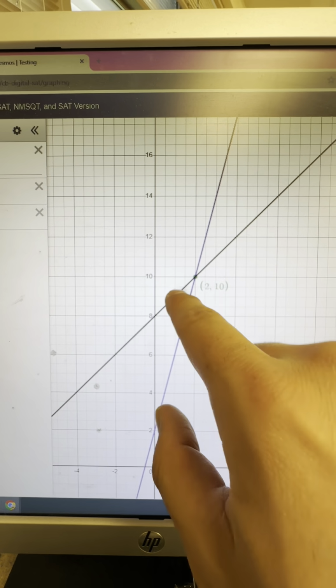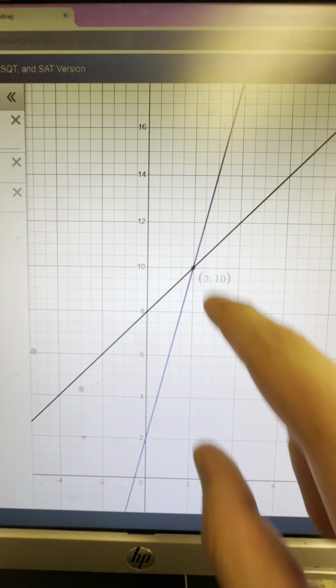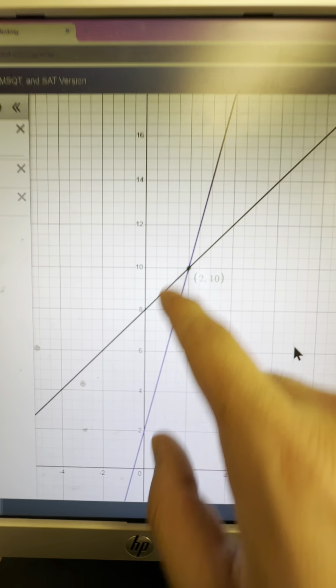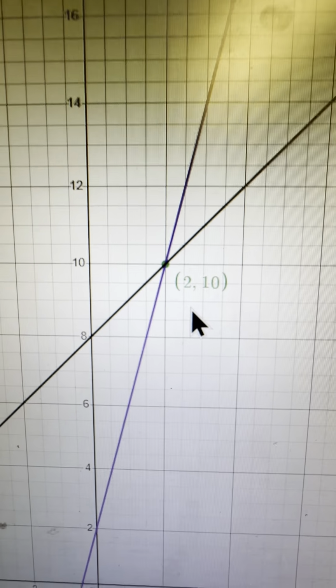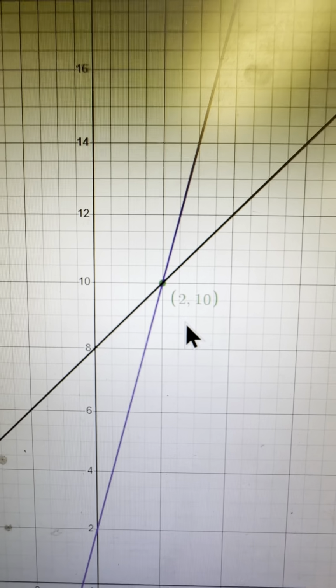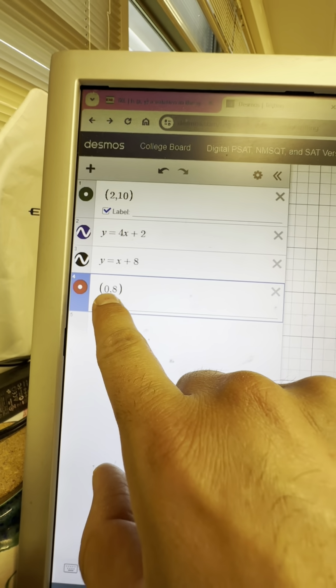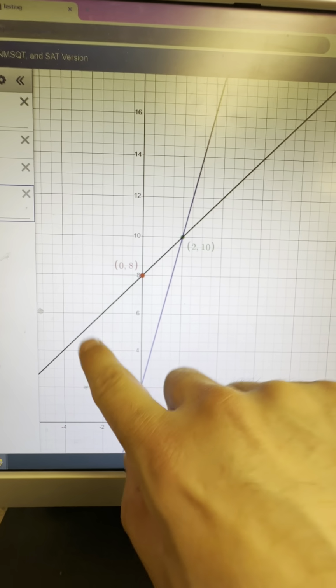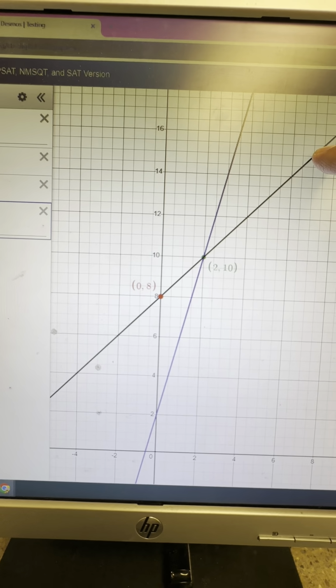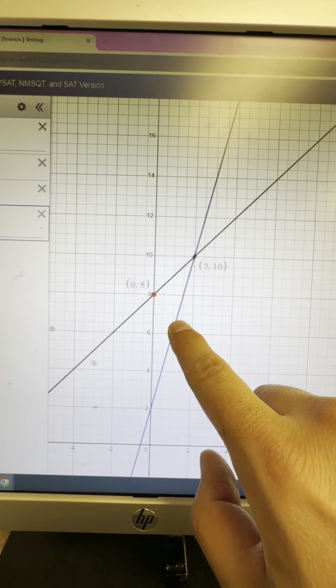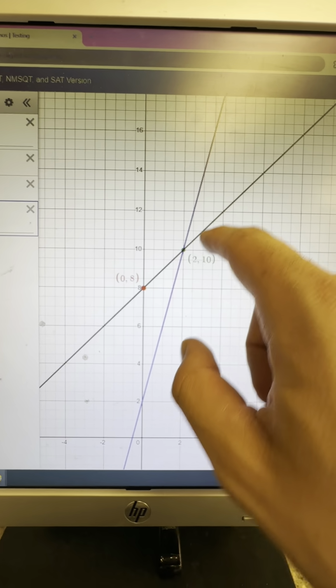So to be on both lines at the same time, it is going to be occurring at the intersection point. Wherever they cross paths will be your solution. So (2, 10), yes, it is a solution to the system, again, because it's on both lines at the same time. And I'm just plotting one more point here, (0, 8), so you can see the difference. So notice (0, 8) is on the black line. So this is a solution to this equation. But notice this point is not on this line. Therefore, it's not a solution to the system.